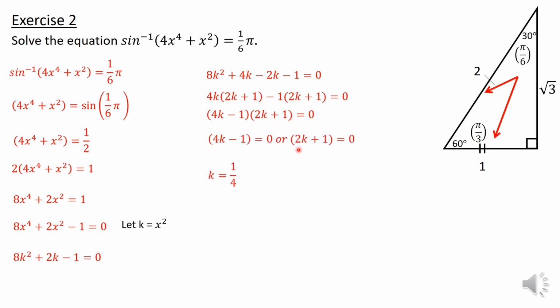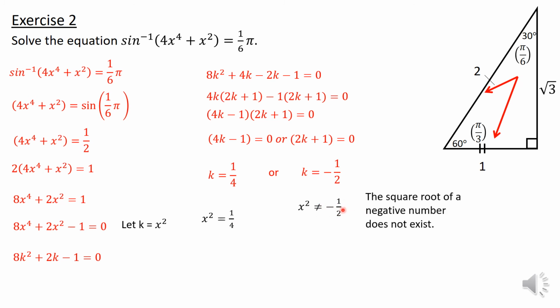So either k is going to equal 1 over 4, or k will equal negative 1/2. But remember, I'm not calculating k here. I'm actually looking for x squared. So bringing x squared in means I must take the square root, and it's going to be two values. But if I look at this one here, I'm going to have a negative 1 over 2. The square root of a negative number does not exist. Therefore, I'm not going to take this answer. I'm going to reject this one. It's invalid, so I'm only going to use x squared equals 1 over 4. So x is going to be plus or minus the square root of 1 over 4. The square root of 1 over 4 is 1/2, or negative 1/2. And these are the two solutions to that particular equation.